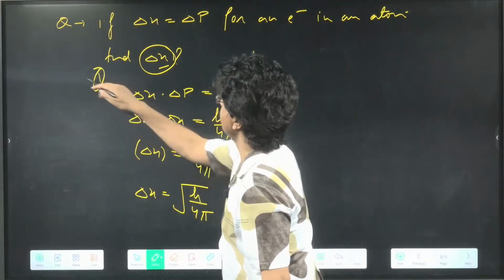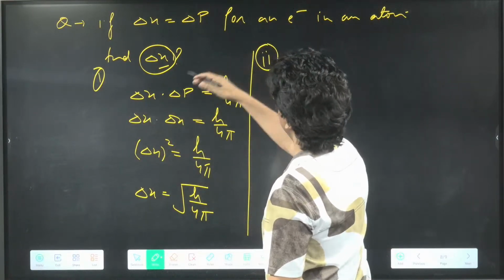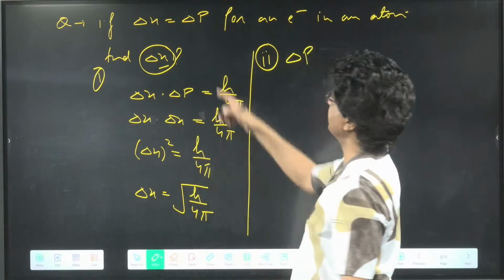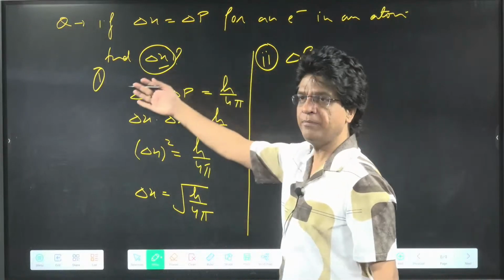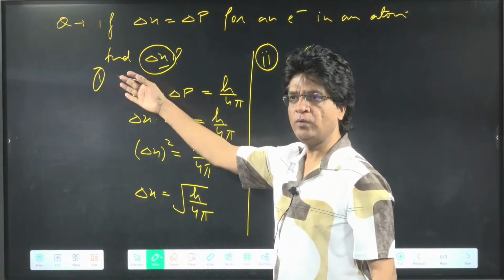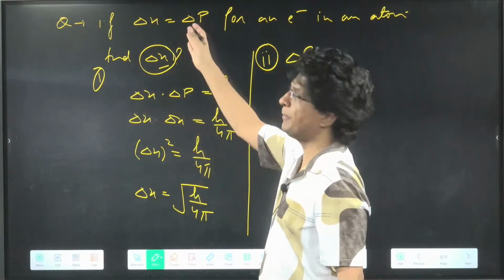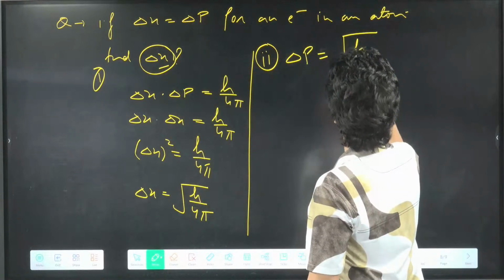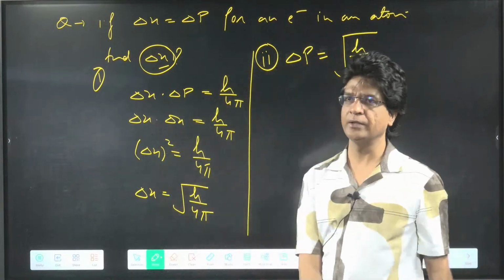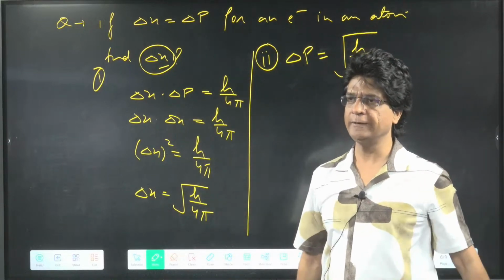Now come over here. This is the first part. Second part I am asking, children, is to find the value of delta p. I believe delta p will be the same. Yes or no? Delta x is equal to delta p, so delta p will also be root of h upon 4 pi. Is that clear to all of you?